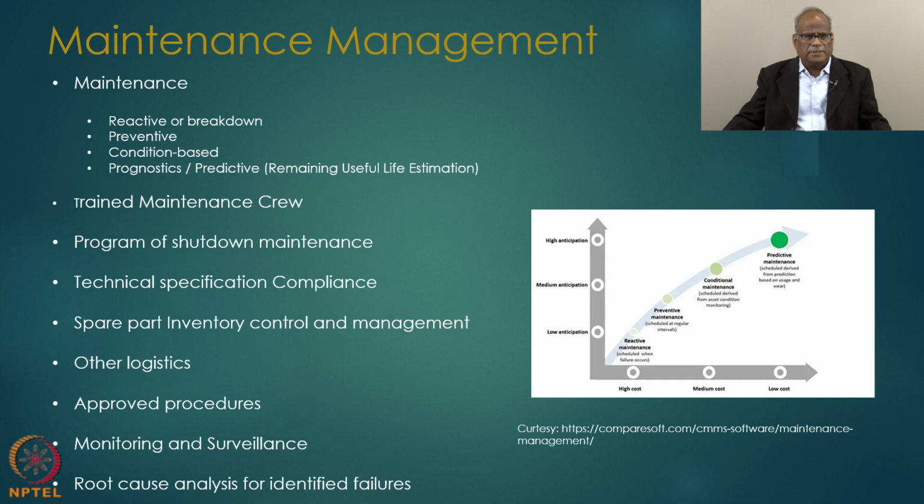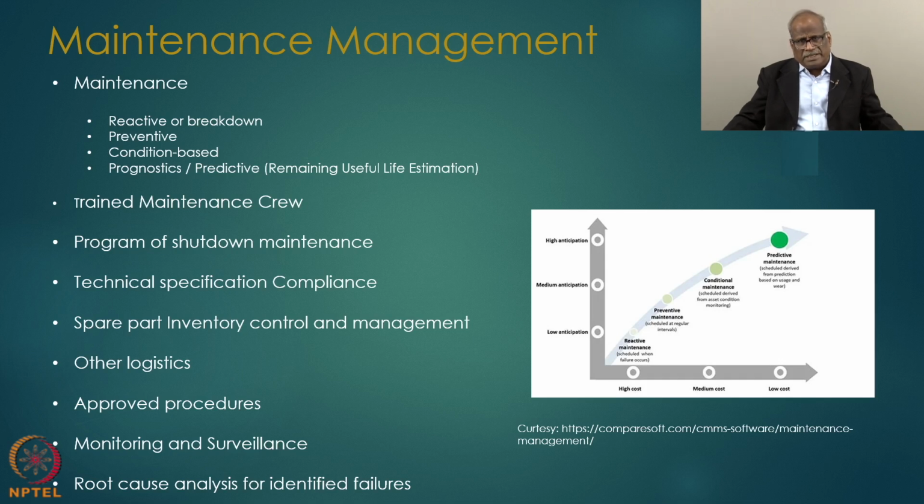People try to understand, and they design their program, and then a program of shutdown maintenance. See, maintenance management requires two types of maintenance. Some jobs can be done during operation of the plant, and some jobs require shutdown. So shutdown maintenance is planned so that plant shutdown time can be reduced. So these jobs are done in operation also. And then technical specification compliance.